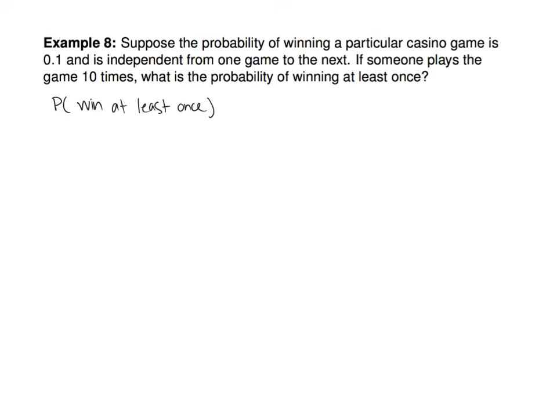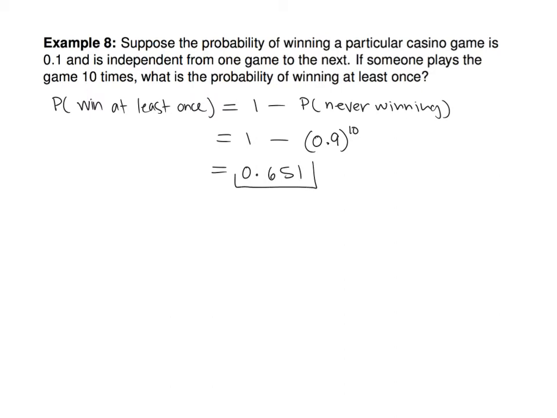And the tricky thing about that is you could win once, you could win twice, you could win 3 times, or you could win every single time. So how do you account for that? Well, that's the opposite of never winning. Okay, and how do you never win? Well, chances you never win once are 0.9, all 10 times, 0.9 to the 10th. And this comes out to be 0.651. So this is never win 10 times in a row.